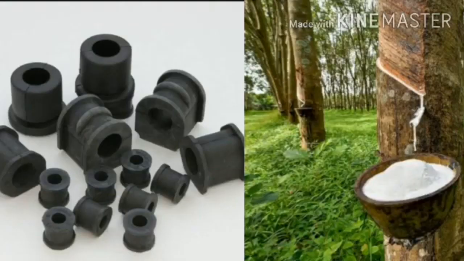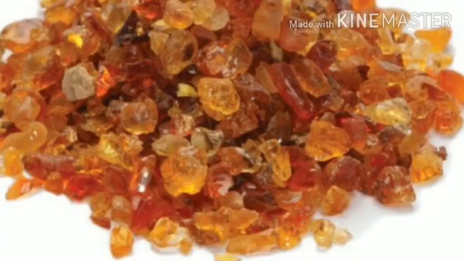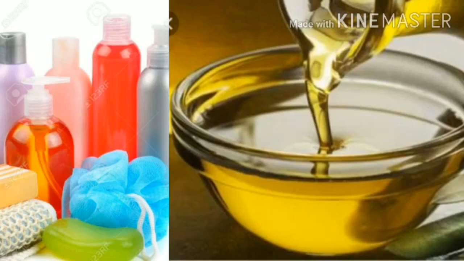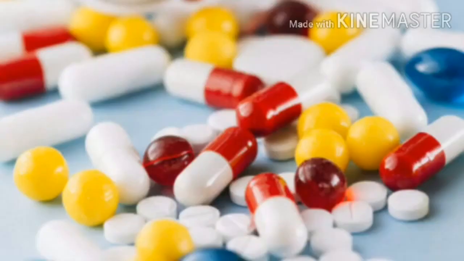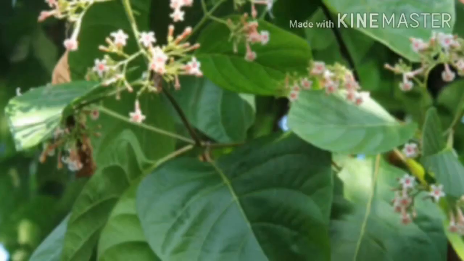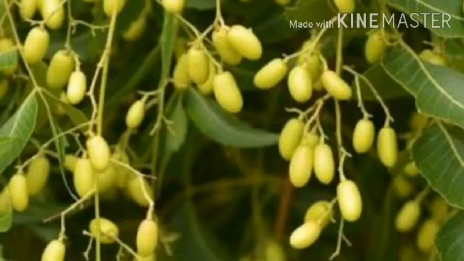And we get rubber from rubber plant, gums from juice of acacia, soaps and shampoo from vegetable oil are obtained from plants. Medicine are taken from plants like eucalyptus, cinchona, neem, etc.